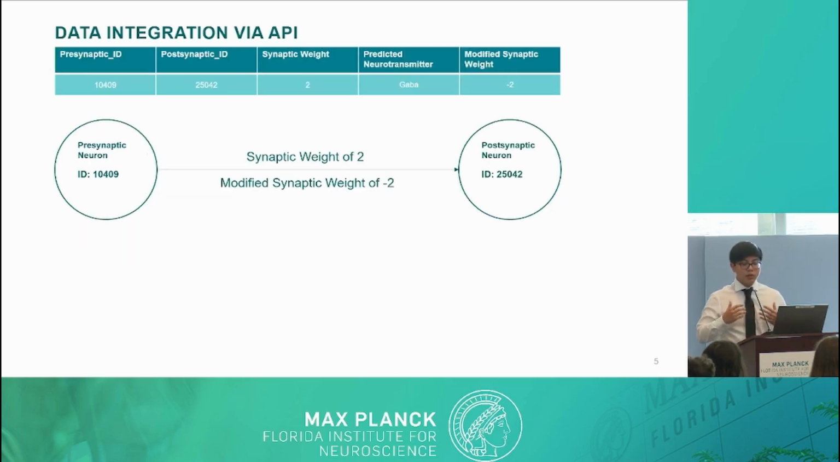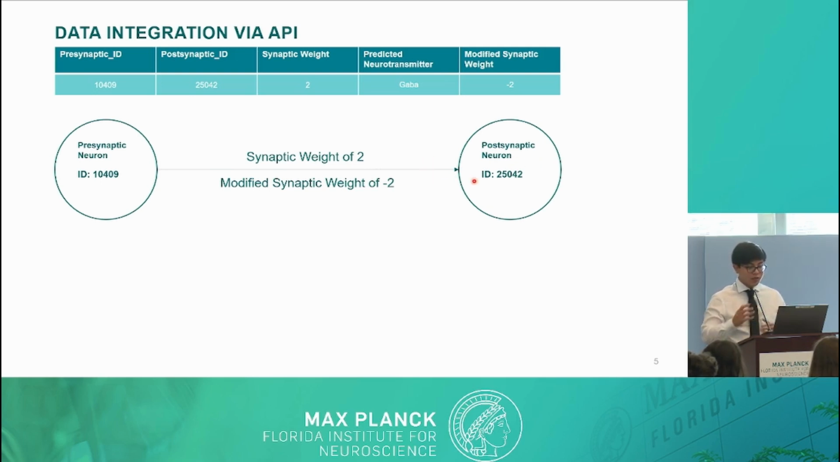So now that we understand how each neuron fires and communicates, in what form does our data come in? Well, we can see that our data comes in a form of a table, and I've mapped out the table right here. So essentially, we have presynaptic neurons, the neuron firing, postsynaptic neurons, the neuron receiving the signal, as well as synaptic weight, which is how strong the connection between those two neurons is, and modified synaptic weight, whether that connection is inhibitory or excitatory. And that's determined by our predicted neurotransmitter. So essentially here we can see that there's a presynaptic neuron with the ID 10,409 firing to postsynaptic neuron 25,042 with a synaptic weight of 2 and a modified synaptic weight of -2.